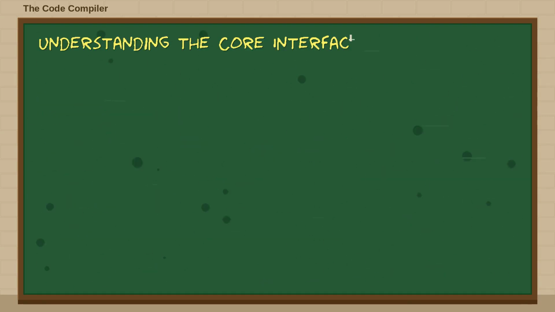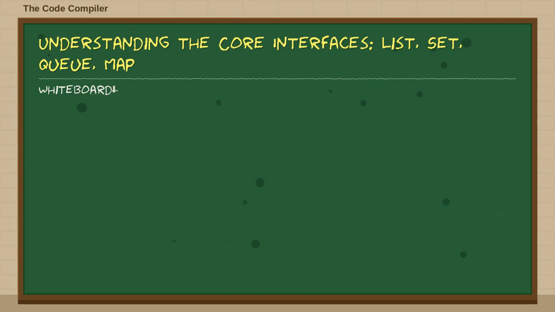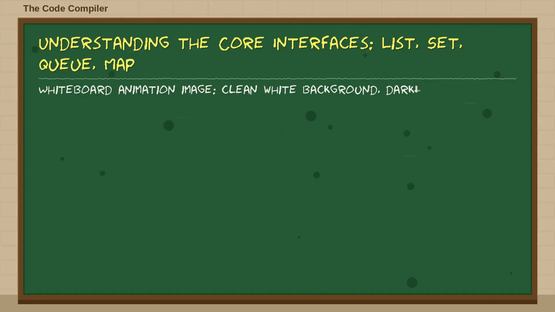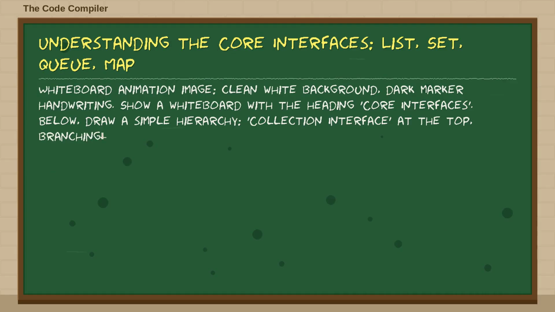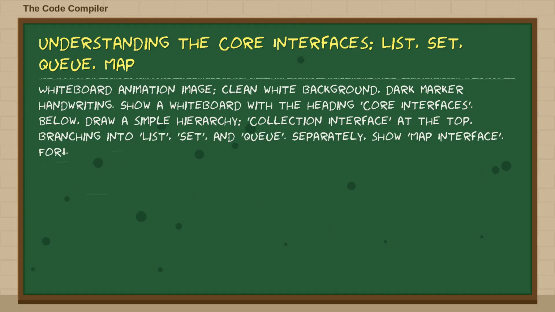Whiteboard animation image, clean white background, dark marker handwriting. Show a whiteboard with the heading Core Interfaces. Below, draw a simple hierarchy, Collection interface at the top, branching into List, Set, and Queue.